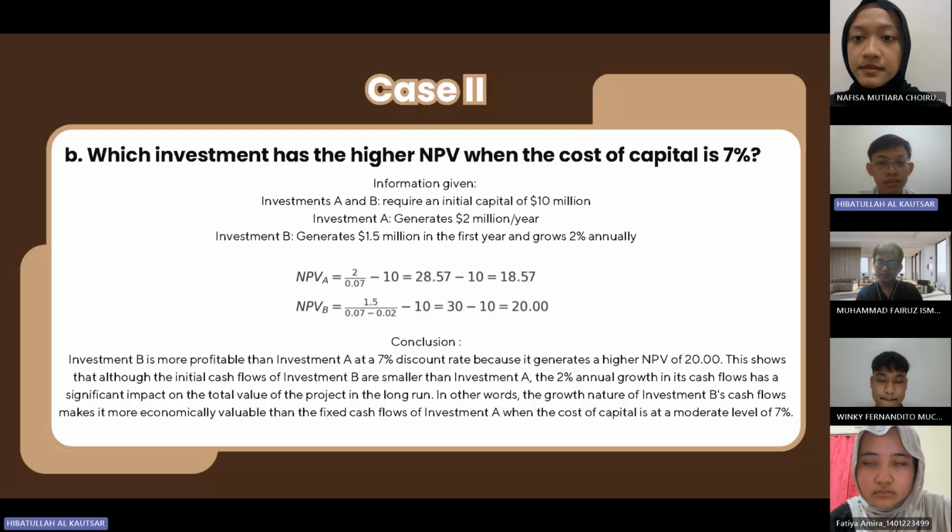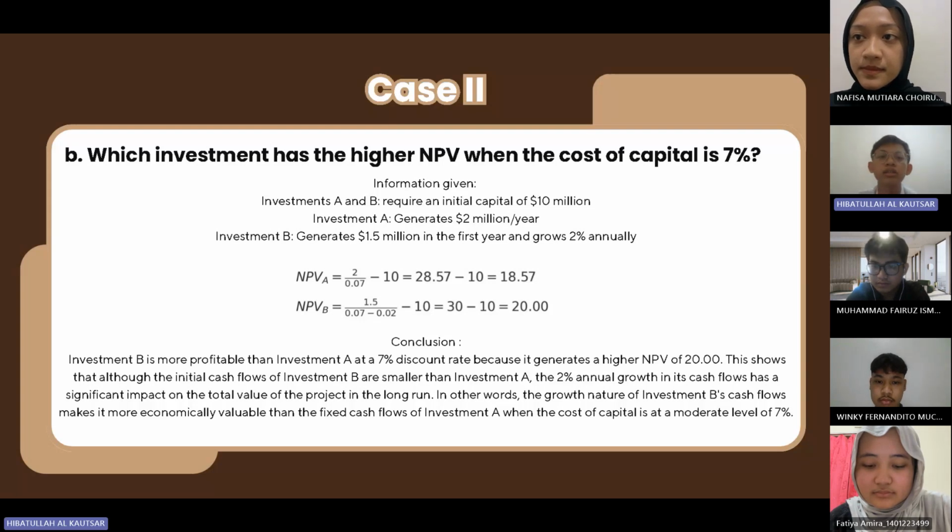The NPV of A equals 2 divided by 0.07 minus 10, which is 28.57 minus 10, equals 18.57. And the NPV of B equals 1.5 divided by 0.07 minus 0.02, minus 10. It equals 30, and 30 minus 10 equals 20.0.